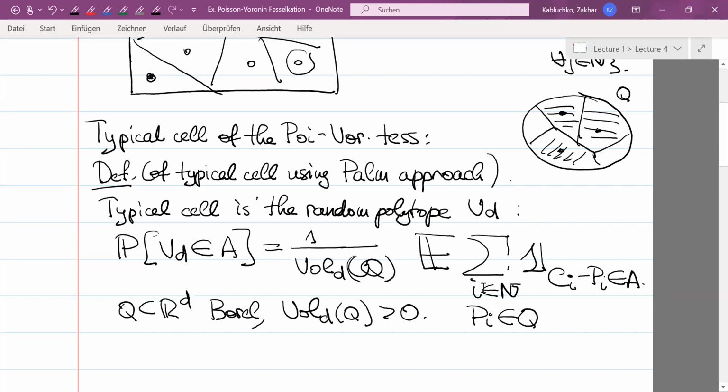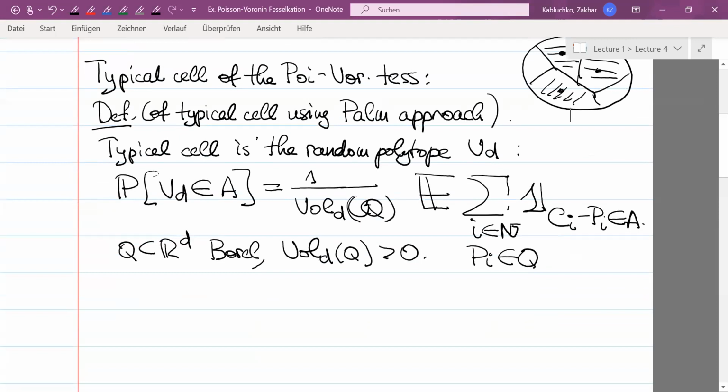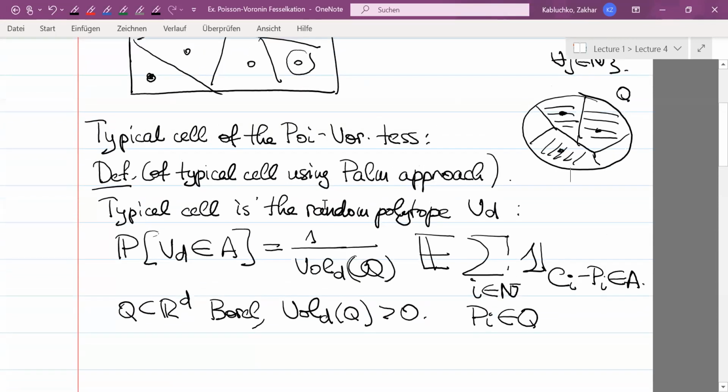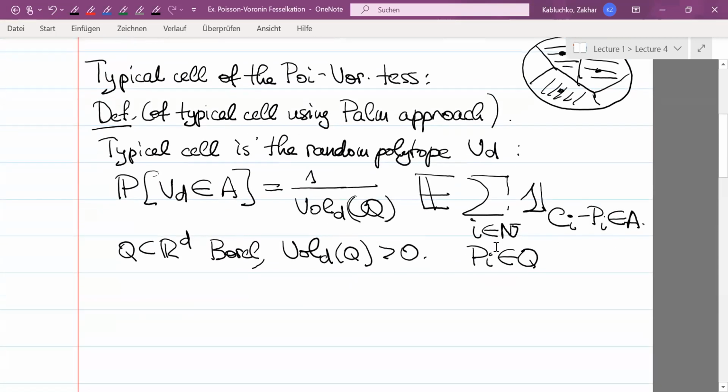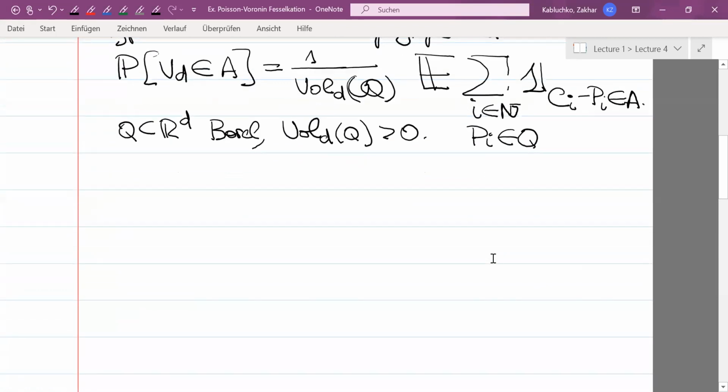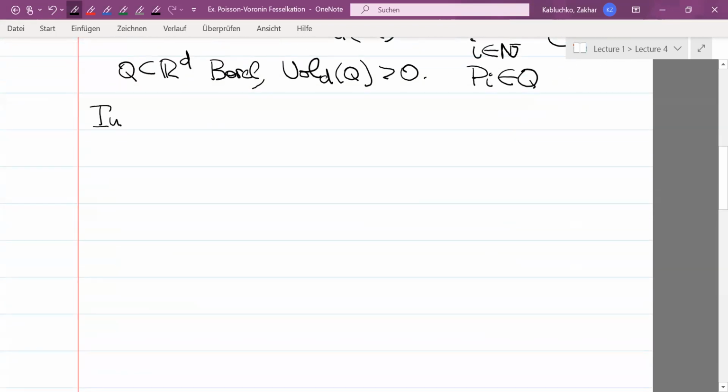But of course, this expectation is not 1, and that's why we have to divide by the volume of the set Q. Our process has intensity 1, and that's why it is a probability measure. Anyway, this approach can be used to construct the typical cell in any stationary point process without referring to any limits. But in our case, it's very simple.